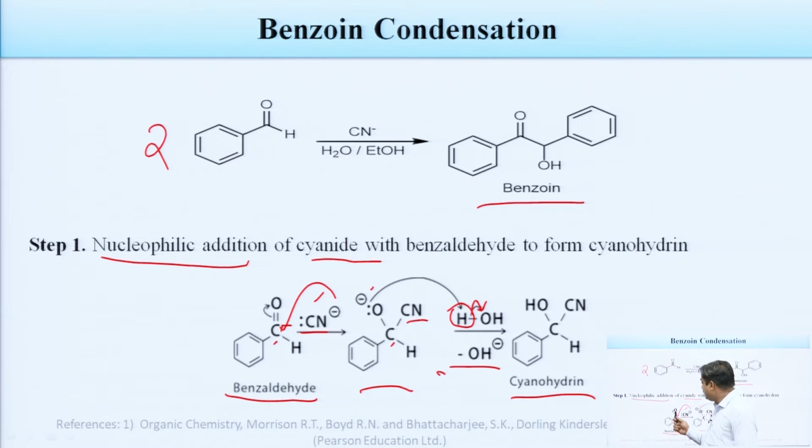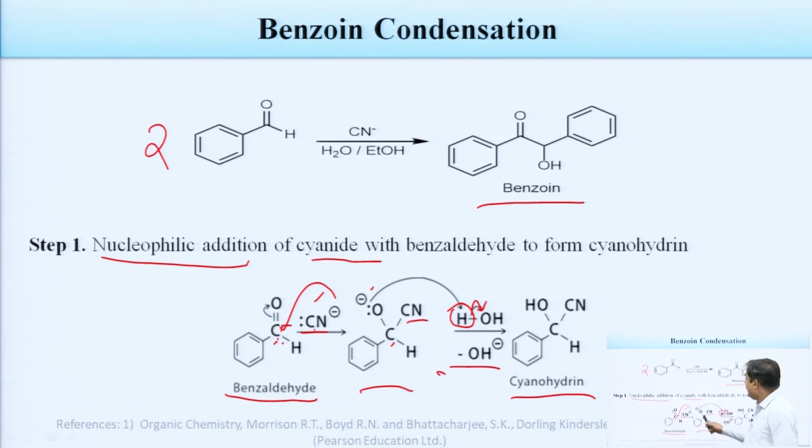How? Because the double bonded electrons will be moving toward the oxygen. In this process, this carbonyl carbon becomes positively charged and this oxygen becomes negatively charged. At that time, the negatively charged cyanide ion will be attacking that positively charged carbon. A new bond will be formed between this carbonyl carbon and the carbon of the cyanide ion. That is why I told you in the previous slide that there is a formation of new carbon-carbon bonds.